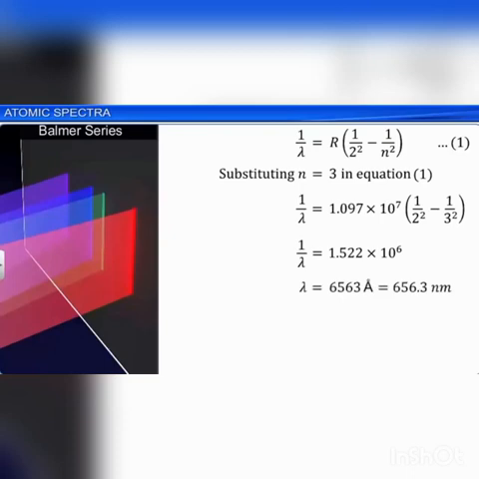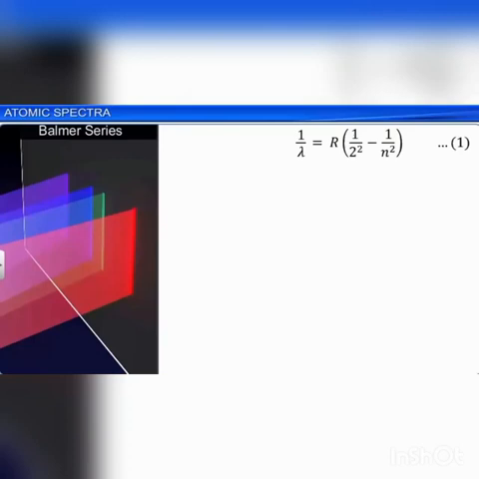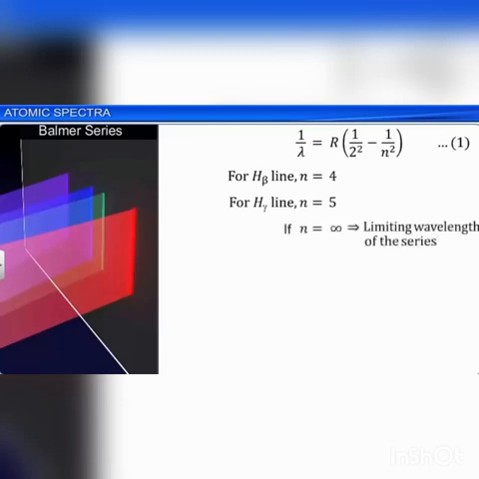For the next line of the series, the H-beta line, we have n equal to 4, and for n equal to 5, we obtain the H-gamma line of the series. By putting n equal to infinity, we obtain the limiting wavelength of the series, which is equal to 3646 angstrom or 364.6 nanometer. The limiting wavelength is the shortest wavelength of the series.